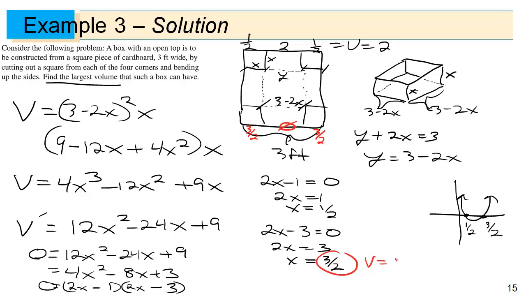We get a volume of 0 times 0 times 3/2, and we don't even have a box, right? We've got nothing. We basically cut the thing into 4 pieces. We get a volume of 0. So this one, even though mathematically it works, it doesn't work in the context of the question. And our solution is cut a 1/2 foot, right, or 6-inch square out of each corner, and that will maximize the volume of the box. Okay, that's optimization.